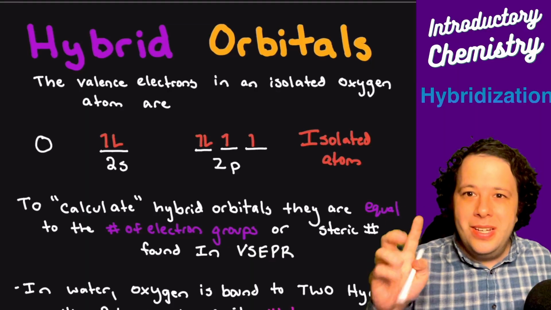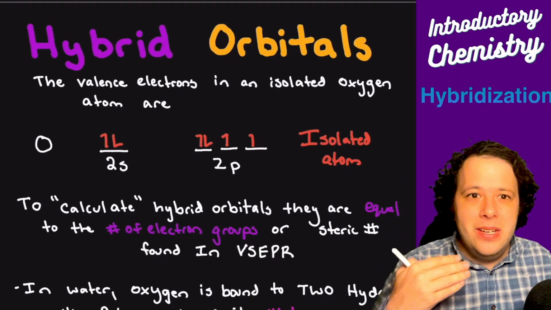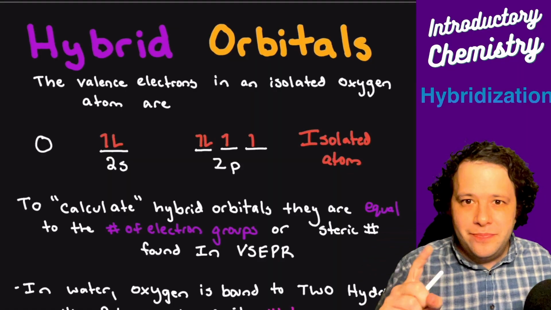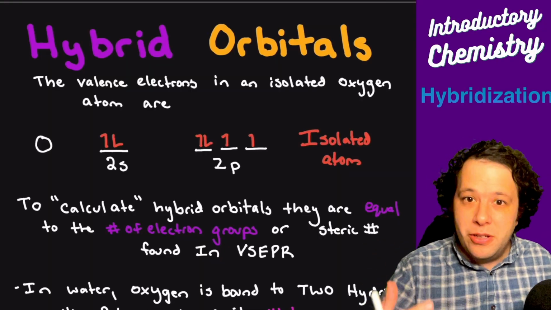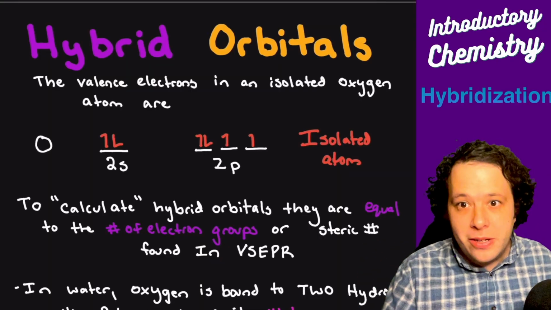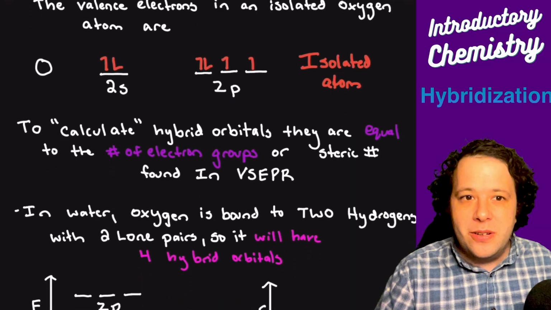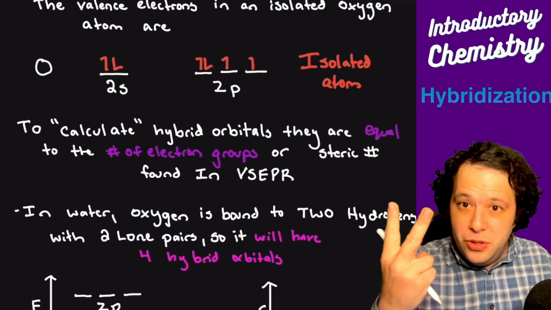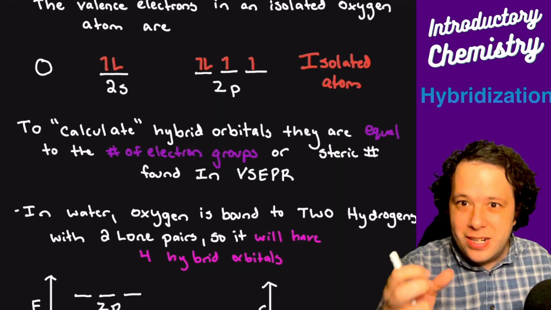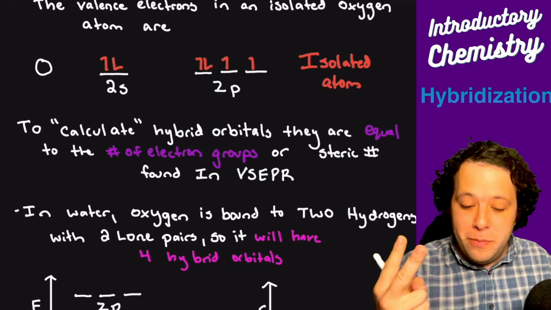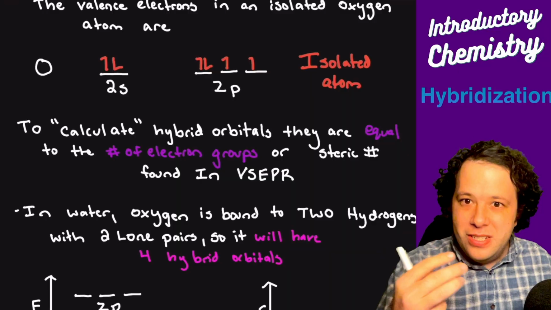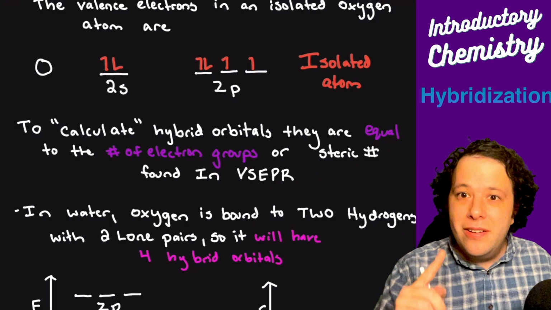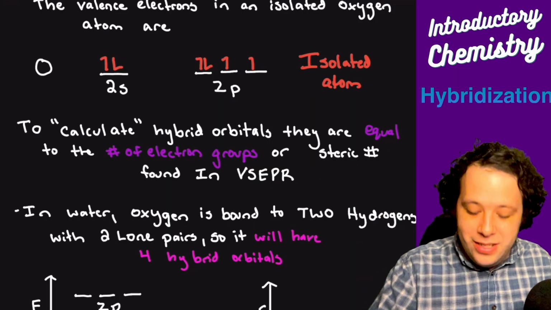However, we need to be able to calculate hybrid orbitals, right? So it's pretty easy to do. The big thing is that these hybrid orbitals have a set labeling, and it's equivalent to your electron groups from VSEPR or your steric number, whatever you might call it. So in water, what did we see in the Lewis structure? Well, water bonds to two hydrogens, right? So our oxygen bonds to two hydrogens, and we have two lone pairs. Two lone pairs, two hydrogens, that's a total of four groups, right? So if we have four groups, we need four hybrid orbitals to connect to those four groups.